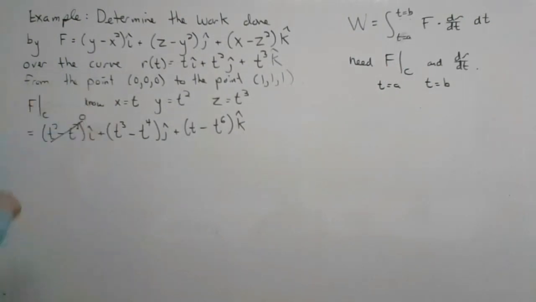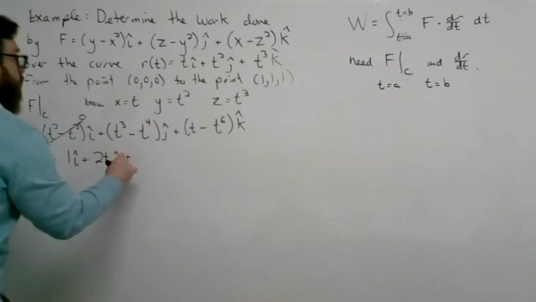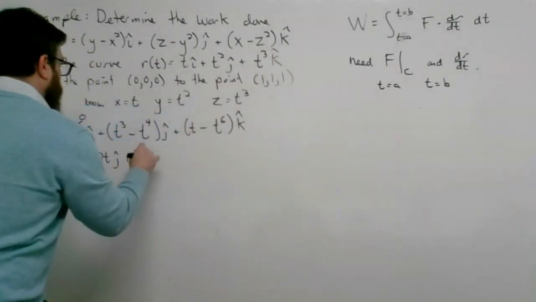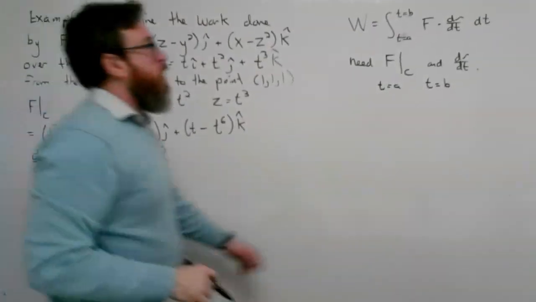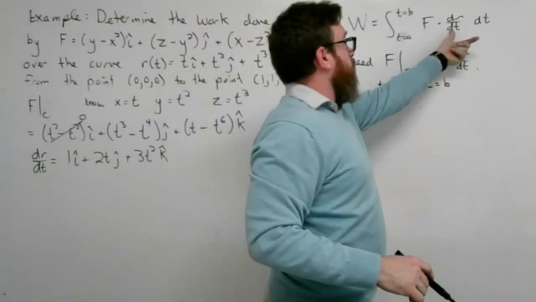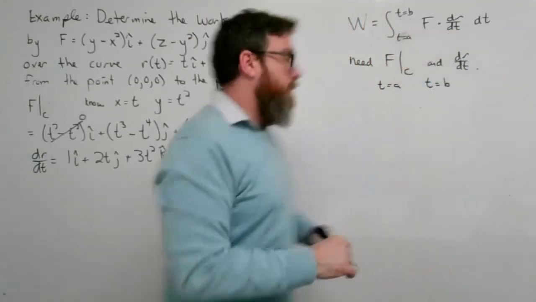Now I need to know what dr/dt is. So dr/dt is going to be the derivative of this thing with respect to t. So this is going to be 1i, plus the derivative of this is going to be 2t j, plus the derivative of this is going to be 3t squared k. So now I know f and dr/dt, which means I'm going to eventually be able to find their dot product, but I also need to know what a and b are.